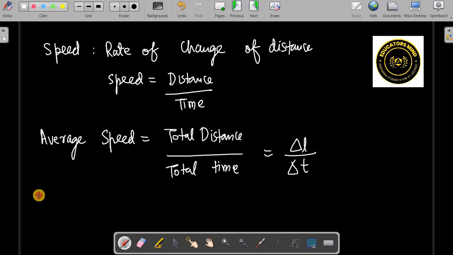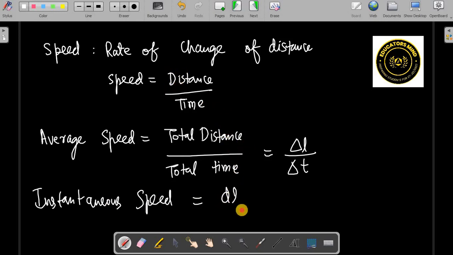Okay, what about instantaneous speed? Instantaneous speed means at a particular moment, what is the speed? So this is differentiation, dL by dt. Now we have studied differentiation, so we can definitely apply the concept of differentiation, right? So this is instantaneous speed, that's average speed.